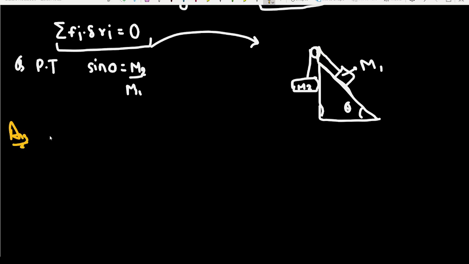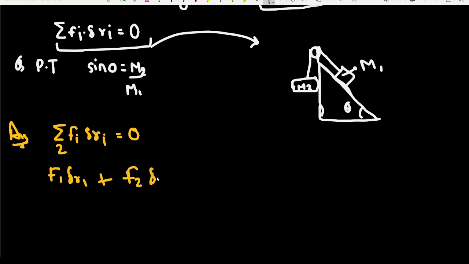Let's write out the general equation. Applied force F, the force that is acting on it: Fi del Ri is equal to 0. There are two forces whose summation is 0. You can write it as F1 into del R1 plus F2 into del R2 is equal to 0. Okay, simple.